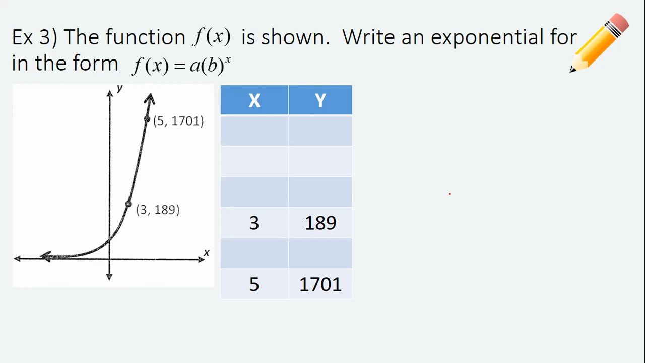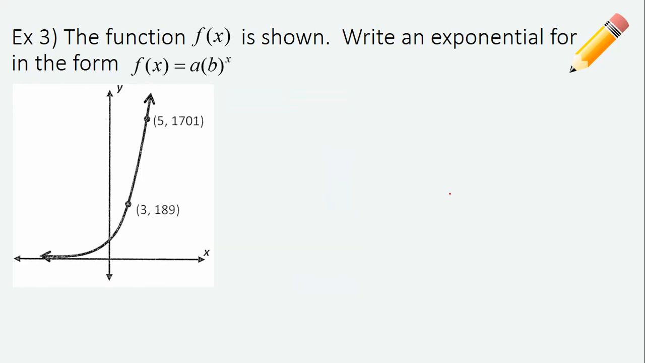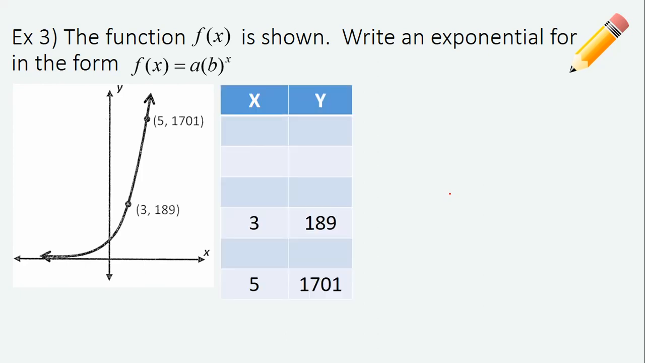So I need to write an exponential for this. So I got 3, 189 on that graph, and also 5, 1701. So I'm just going to put that in a good old table here. Notice I have a blank spot because we got a 4 missing in there.